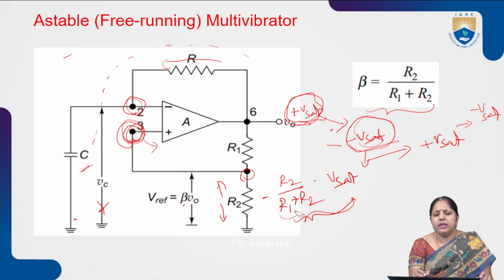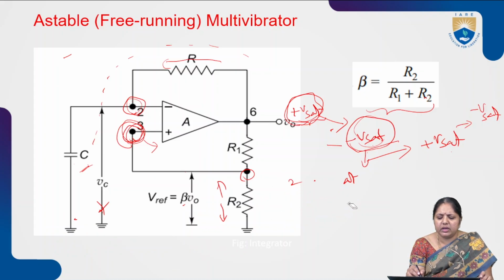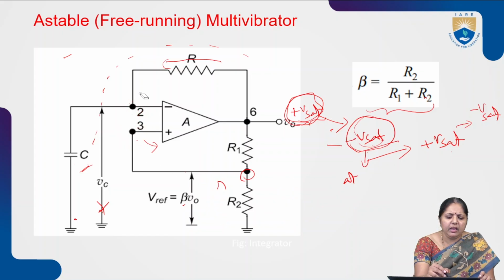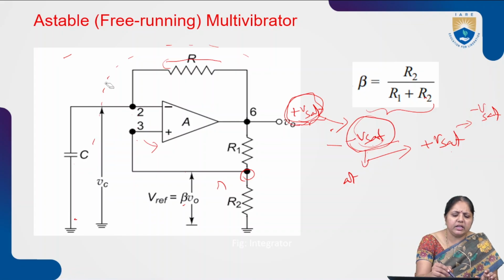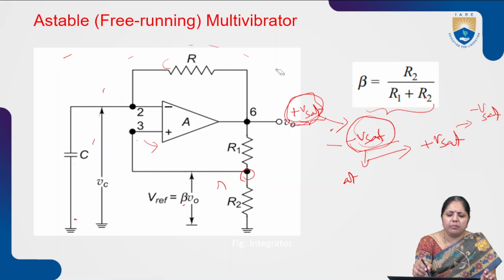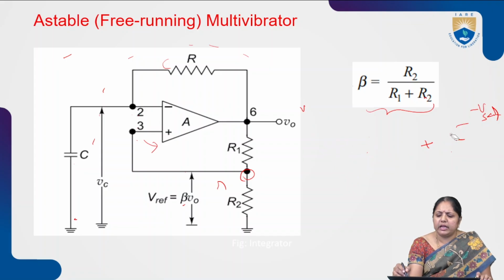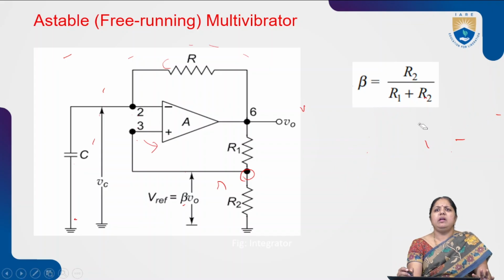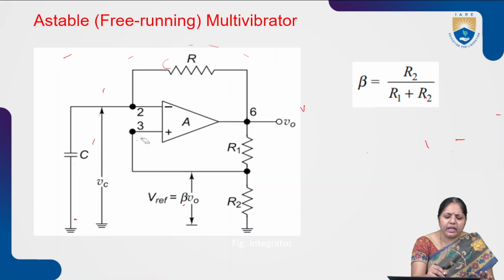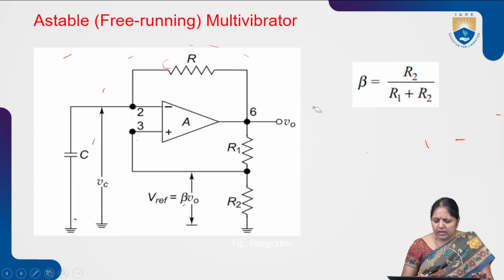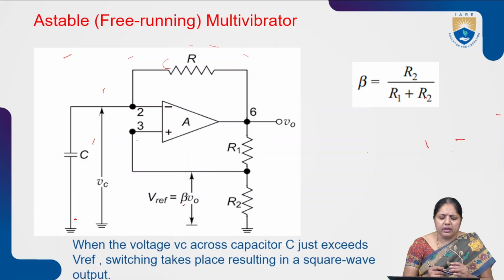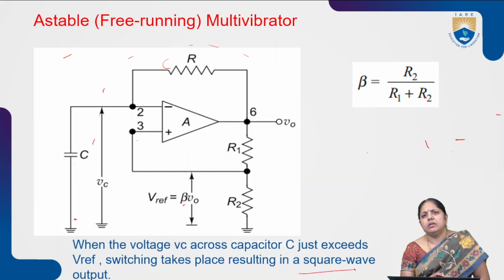who is playing the major role here? Whether these resistors are playing the major role, no. Mainly, the capacitor is doing the major role. Based on the charging time and the discharging time of this capacitor, your output voltage changes from plus Vsat to minus Vsat and minus Vsat to plus Vsat. So your capacitor is playing the major role here. That's why in this circuit, mainly due to the capacitor voltage only, a square wave type of output is generated.